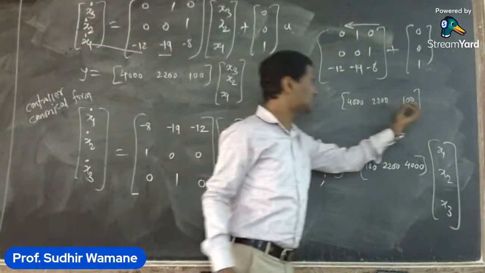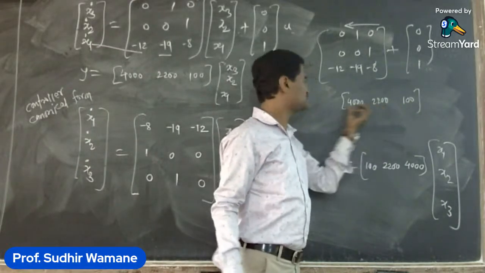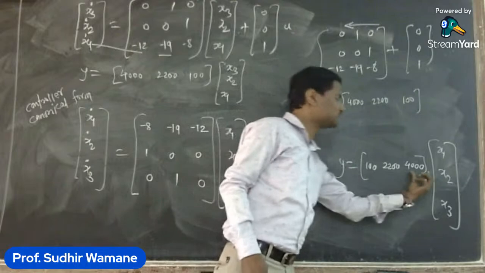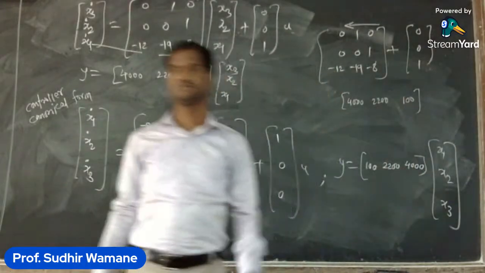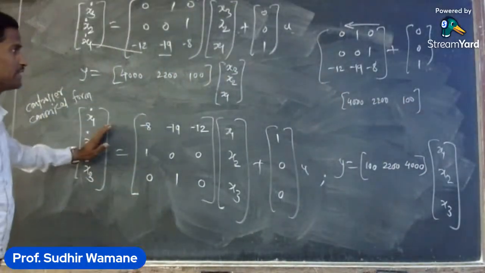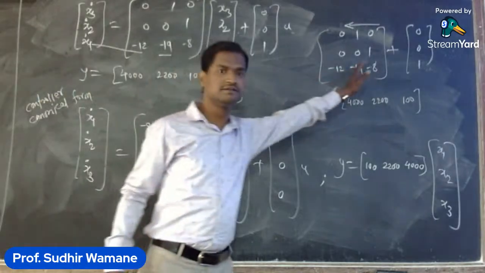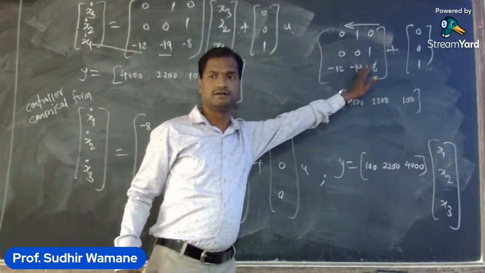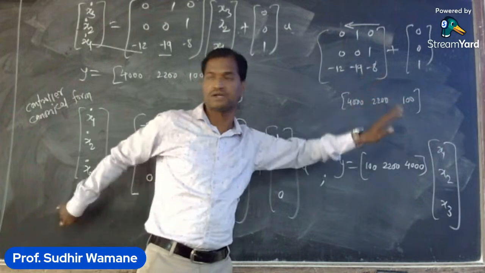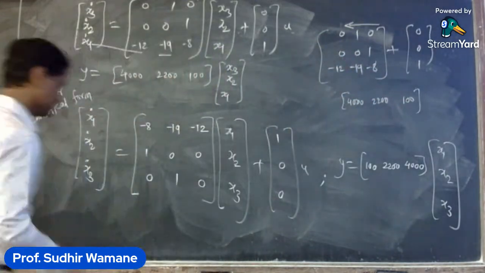And C matrix 100, 2200, 1000, 2200, 4000. This is represented in a phase variable form. Control canonical, phase variable. Okay.